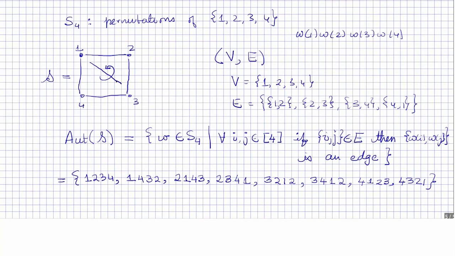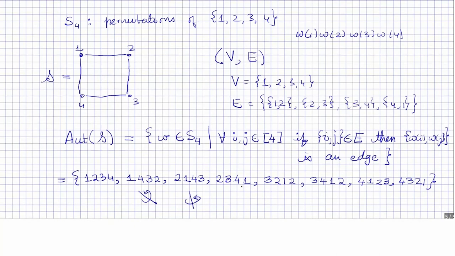And let's look at the next element. 1 goes to 2, 2 goes to 1, 3 goes to 4, and 4 goes to 3. So this element is a reflection about an axis like this. Let me just write this down. So this is a reflection about an axis like this. This element is a reflection about a vertical axis.